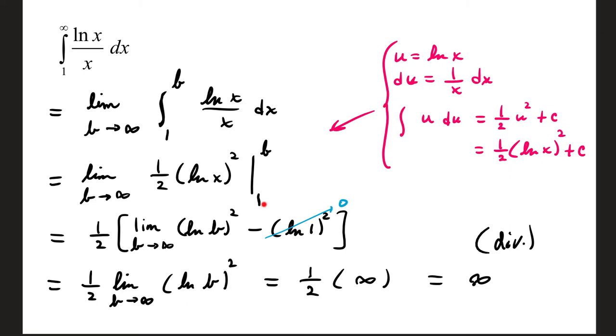Substituting in a b and then a 1, factoring out the half, we have limit as b goes to infinity of natural log b squared. Well, the larger your natural log takes on back here, the larger the value is overall. So this term goes to infinity. Natural log of 1 is 0. 0 squared is still 0. So when you approach infinity, half of infinity is still infinity. So we have a divergent integral.